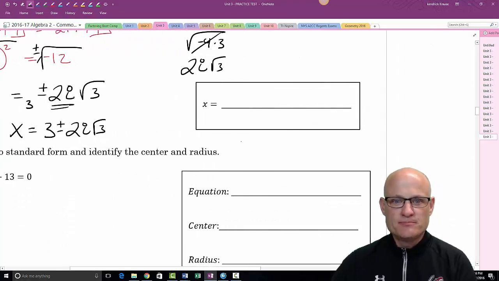So my answer is 3 plus or minus 2i square roots of 3.